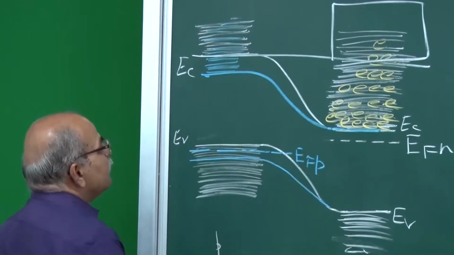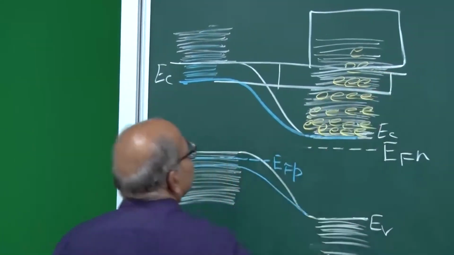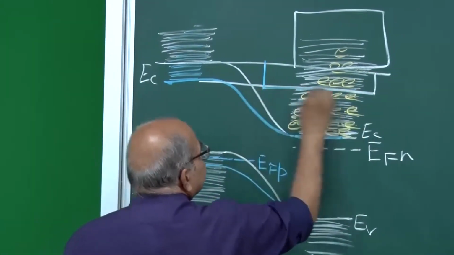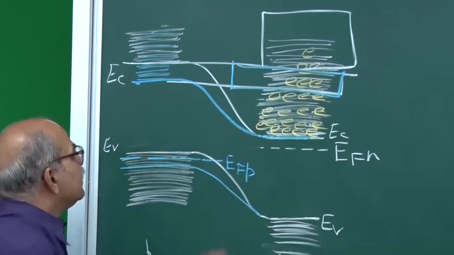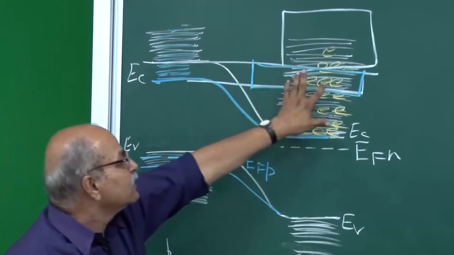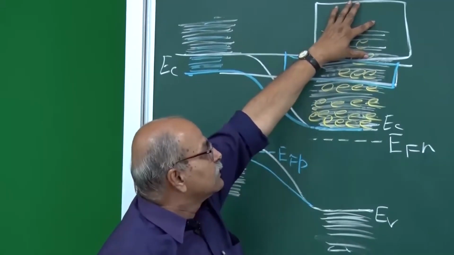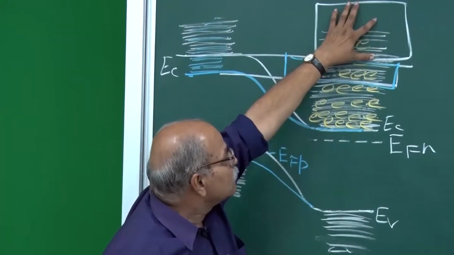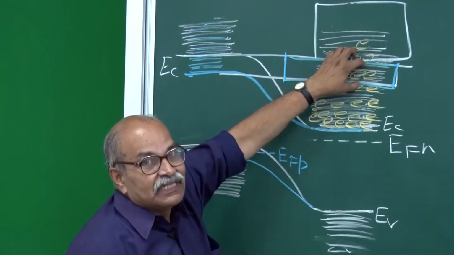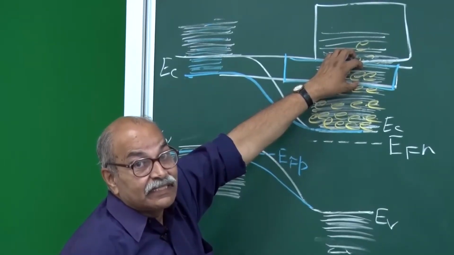So now these electrons in this energy range can also diffuse to this side. Earlier only these were diffusing. Now these are diffusing, and on top of this, these are also diffusing. So the diffusion will increase. The diffusion current will increase.